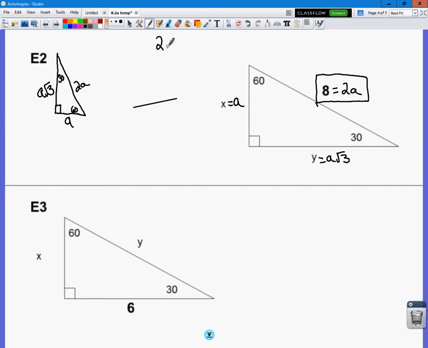I know that 2a is equal to 8. Algebraically, what would I do to solve for a? Divide by 2. So a is equal to 4. Once I know what a is equal to, I can go back and I can plug it back in. So how big is x? X is 4. And how big is y? 4 square root of 3.